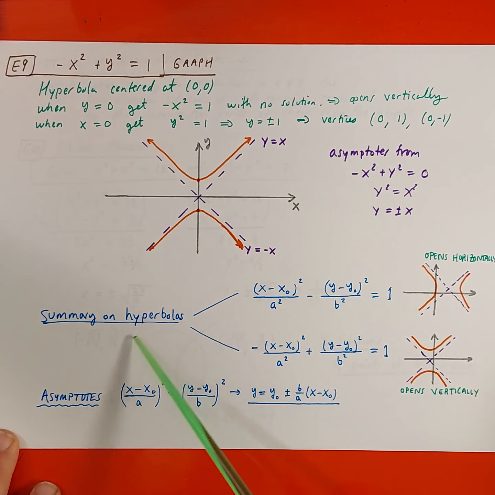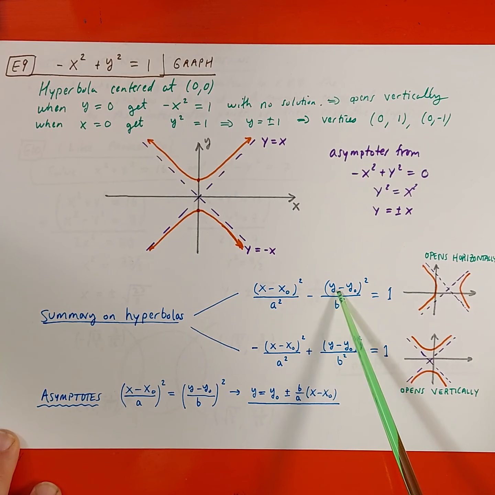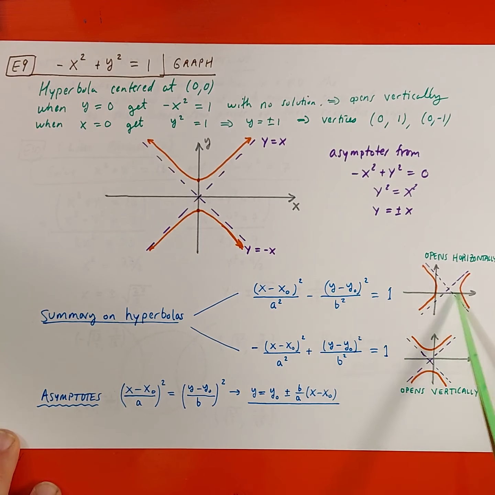So in summary, there are two kinds of hyperbolas. There are ones that have plus x squared minus y squared terms. Those open horizontally. Or you can have minus x squared plus y squared terms, and those open vertically. In both cases, you can find the equations for the asymptotes by just setting the squared terms equal, which will give you y equals y naught plus or minus b over a times (x minus x naught).